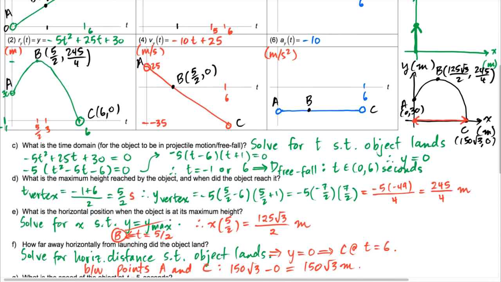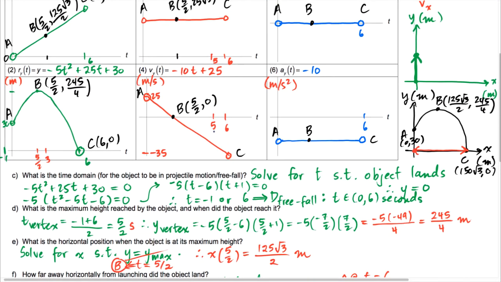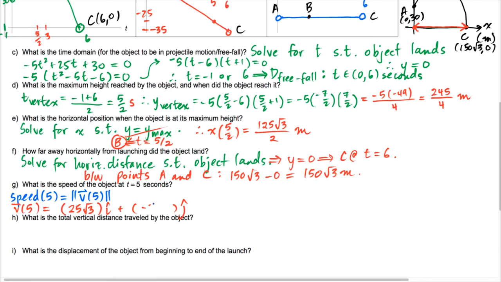And to get the y component, we go to the y component graph and we substitute 5 in and work that value out, given by the formula. Negative 10 times 5 is negative 50, plus 25 is going to give us negative 25. And so our velocity vector has two constant components at an instant of time. Therefore, the magnitude is going to be given by the Pythagorean theorem, namely 25 root 3 squared plus negative 25 all squared, and then square rooted.